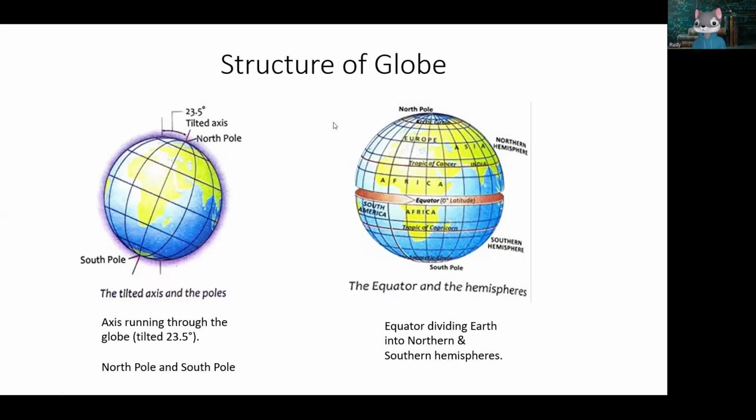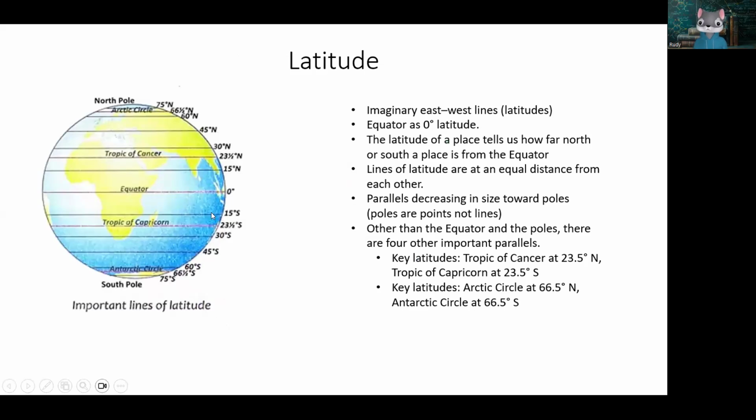If a place is far from the equator, say 50 to 60 degrees in the north or south, it would be very cold. They would experience winters that could go to minus numbers.